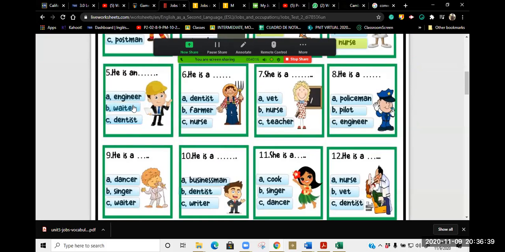Engineer, waiter, or dentist? Engineer. Igual que los números 15, 16. Donde hay dos vocales, ahí va el énfasis. Engineer. This one is a new one.